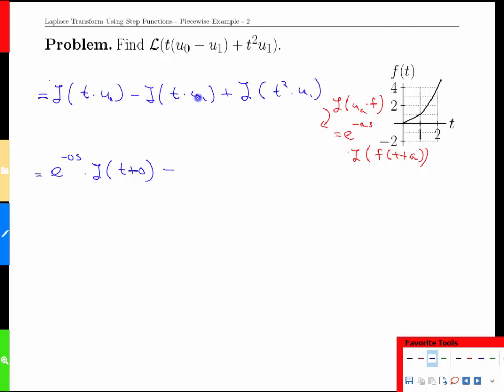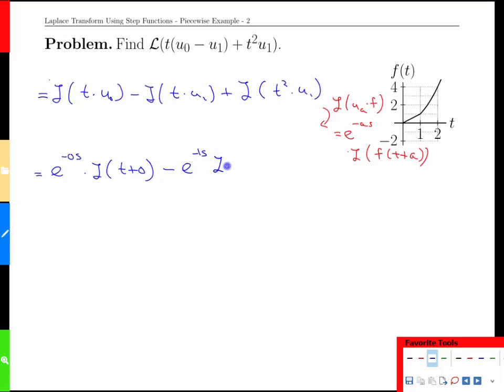Next term, we're going to subtract u1 times t and its transform. Here we get something a little more interesting. We get e to the negative 1s times the Laplace transform of t, but we want t plus 1 to make this work out. And last but not least, we're going to have e to the negative 1s for this term. The u1 gives us an e to the negative s times the Laplace of every t replaced by t plus whenever the switch was turned on, which is t plus 1 here.